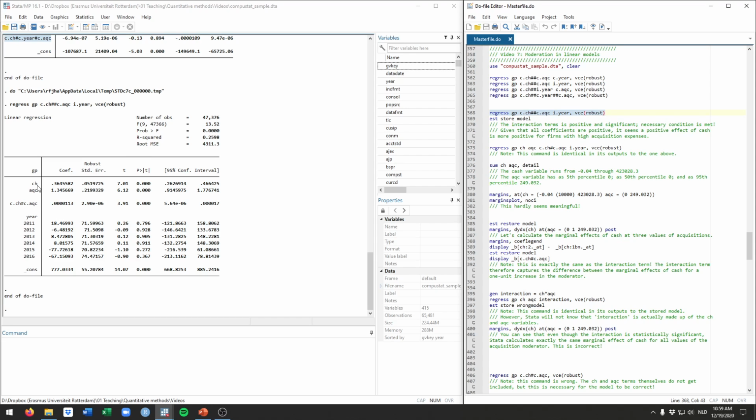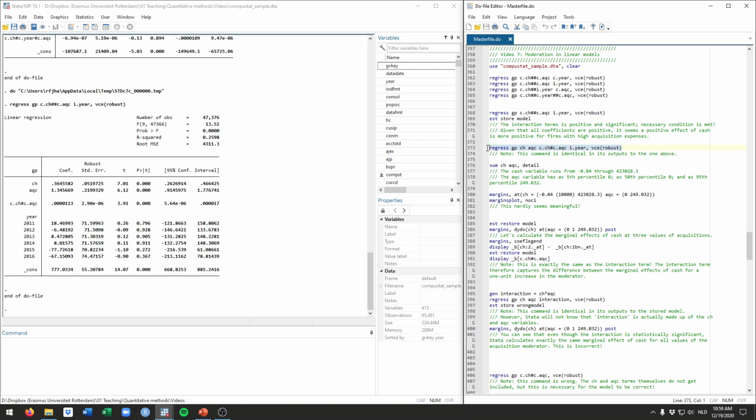And as we have discussed in class, what this lowest order term means for cash is that this is the effect of cash when acquisitions is exactly equal to 0. We see that this is positive and significant. The coefficient for acquisitions is the effect of acquisitions when cash is 0, highly significant. And we also see a positive interaction term, again highly significant. And this is a necessary condition for there to be any sort of moderation. Had this not been significant, we could have just stopped and said, there is no moderation, full stop, we're done.